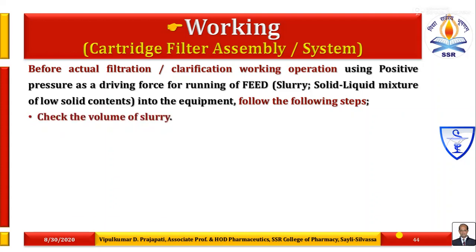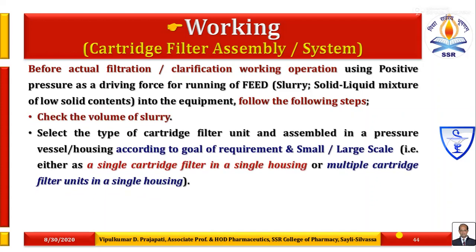First, check the volume of slurry. Select the type of cartridge filter unit and assemble. So first is the installation of the number of cartridge filter units, either one cartridge filter unit in one housing or a number of cartridge filter units in one housing. Assemble in a pressure vessel or housing according to the requirement and small or large scale filtration, that is, either a single cartridge filter in a single housing or multiple cartridge filter units in a single housing.